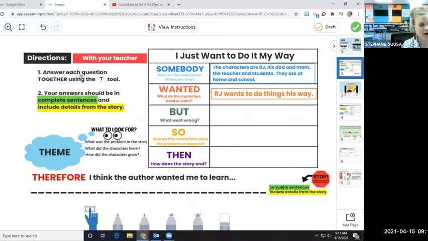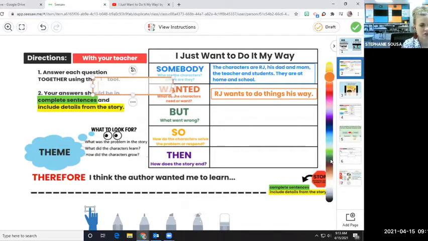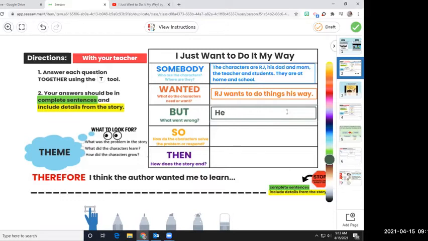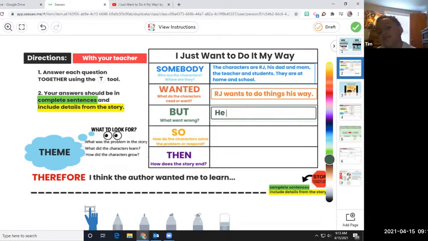But what went wrong with this? RJ wants to do things his way, but what is the problem? What went wrong here? What went wrong with this issue? Tim, what went wrong with RJ's way? His way was not working. He didn't get his work done.